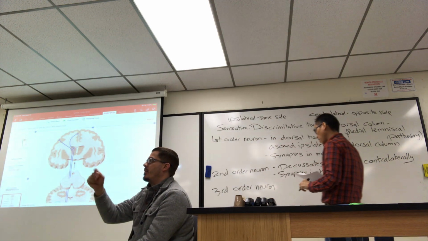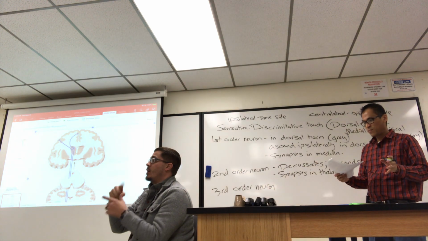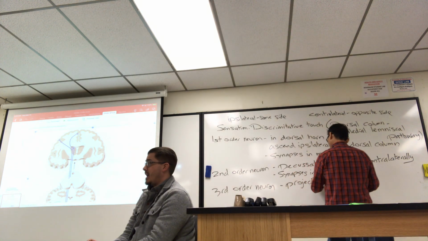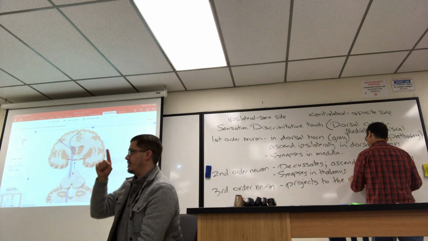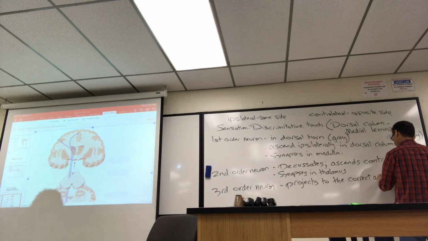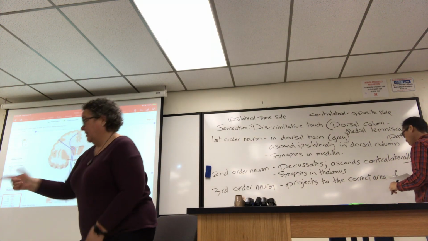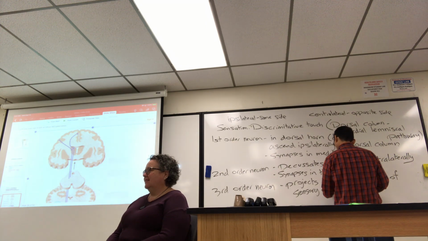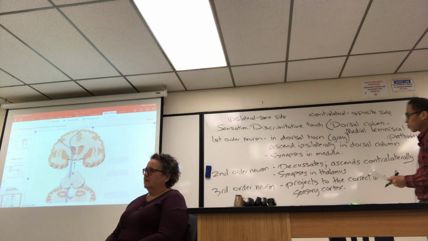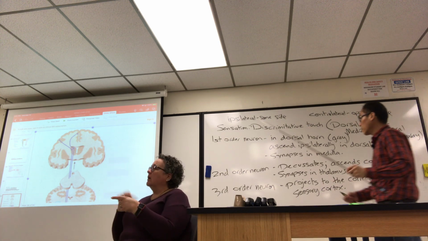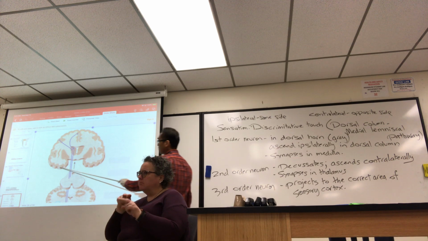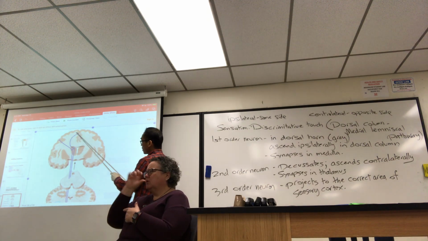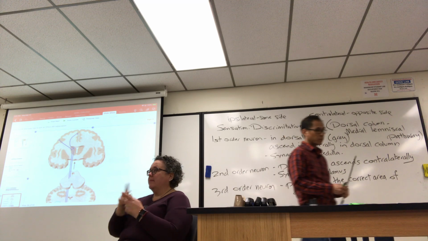The third order neuron in the thalamus, it just projects to the correct area of the sensory cortex. That's that gray matter we're talking about. Every part of your body is topographically mapped out on this gray matter, presuming you're projecting to the correct part that feels your hand or your foot, whatever it is.